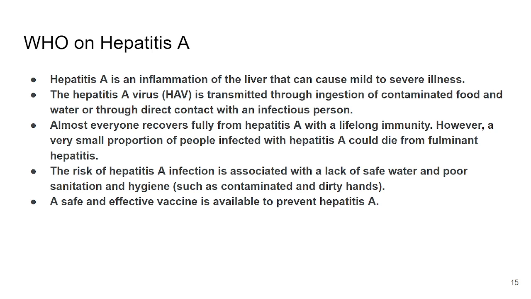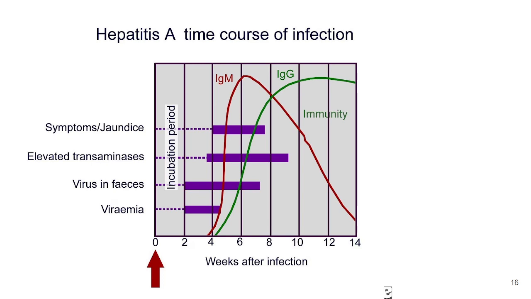And the risk of hepatitis A infection is associated with lack of safe water and poor sanitation and hygiene. So mostly the incidence of hepatitis A occurs in winter, at the end of the rainy season, because of the contamination of the water. A safe and effective vaccine is available to prevent hepatitis A. Hepatitis A can be prevented as such.